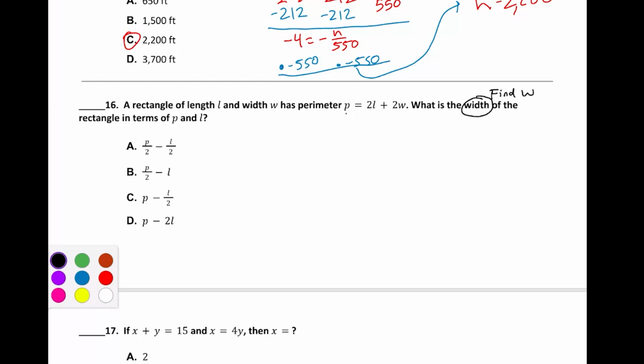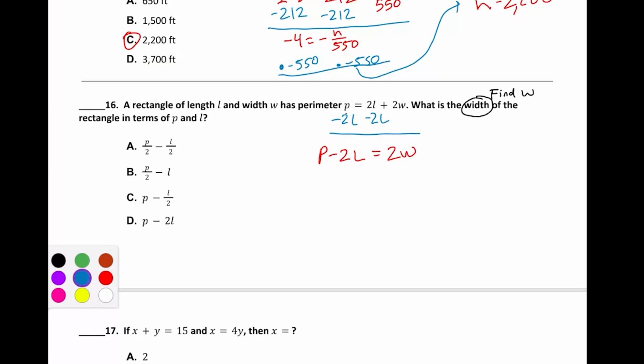So to isolate W, we're going to have to move some of these terms around. And I'll start by subtracting 2L from both sides. I'm not actually going to combine anything here because I don't have any like terms. I'm just going to basically be shuffling terms around so that I get the W by itself. So now on the left-hand side, I just have P minus 2L equals 2W.